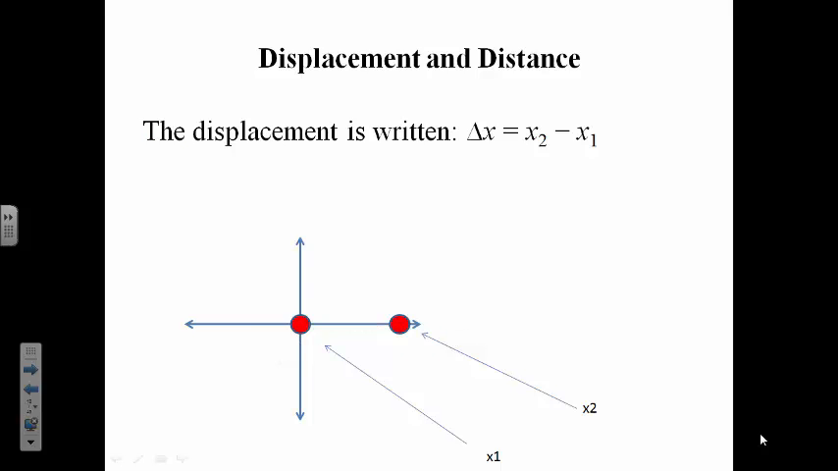So when we talk about the displacement, what we're going to do is say that our initial is x1. This is our initial, and our final is x2. The initial can also be called x0.